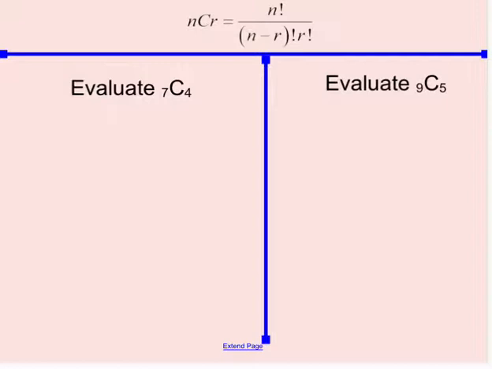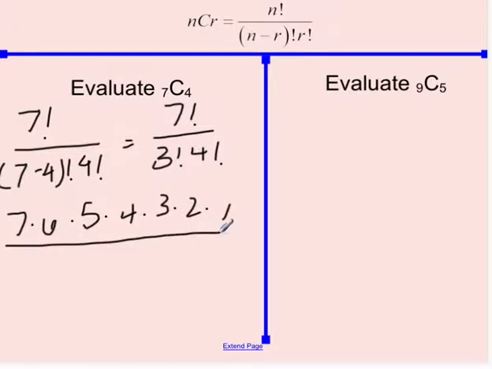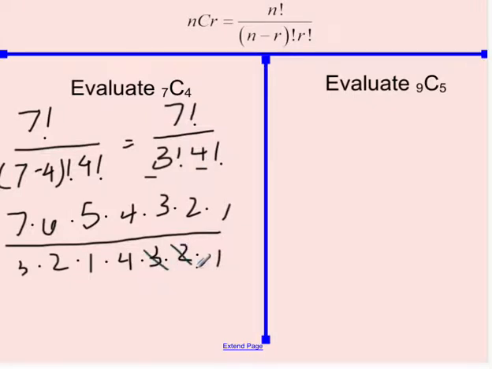So for number 5, what we're going to do is we're going to have 7 factorial, then we're going to do 7 minus 4 factorial times 4 factorial. So then that's 7 factorial divided by 3 factorial, 4 factorial. So then let's write out our 7 factorial. So 7 times 6 times 5 times 4 times 3 times 2 times 1 divided by 3 times 2 times 1 times 4 times 3 times 2 times 1, because we're doing each one of those factorials separately. So now I'm going to cross off the bigger factorial, which is 4, 3, 2, 1.